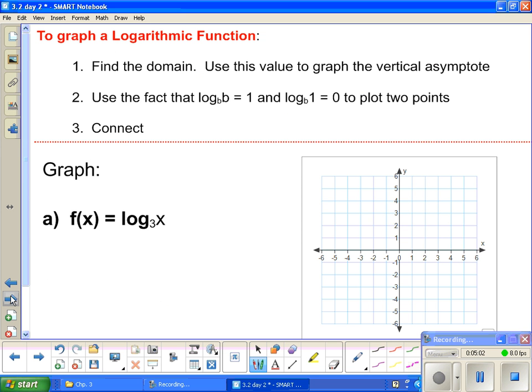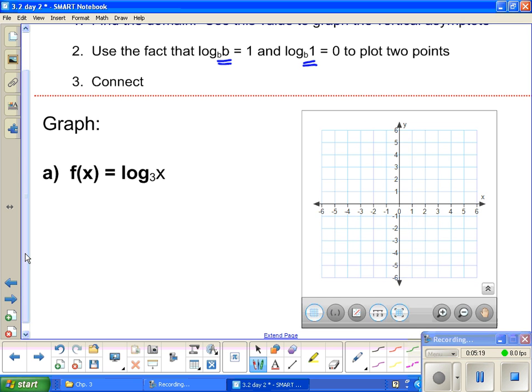Okay, so how do we do this? First, you want to find the domain. That becomes your vertical asymptote. Then we're going to use the matching bases idea and the base to the 1, two of our properties, to plot the 2 points. Okay, so first let's find our domain. Can't be negative, so x is greater than 0, and our range is all real numbers. The domain defines our vertical asymptote. So my vertical asymptote is at x equal 0.